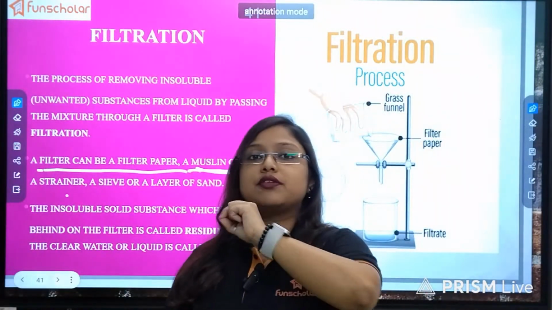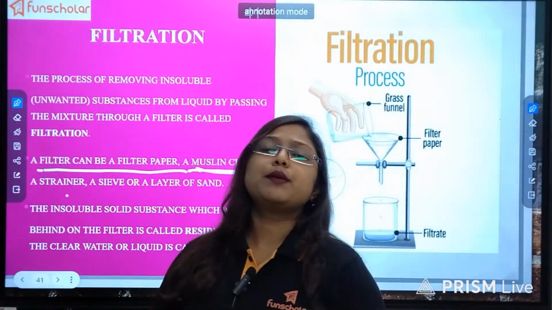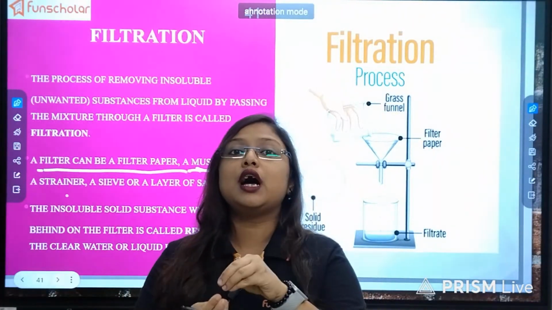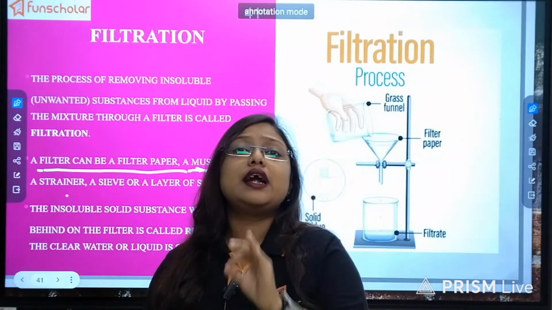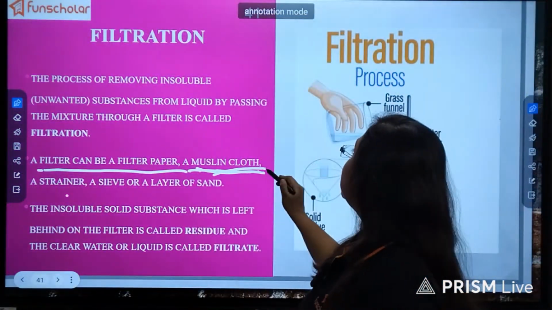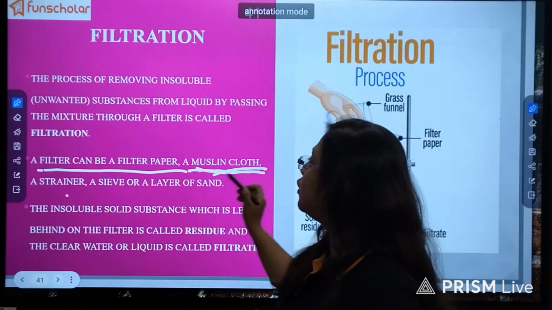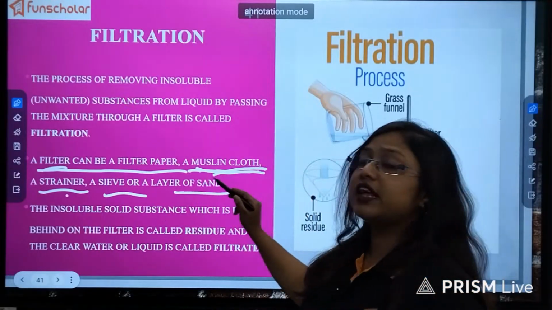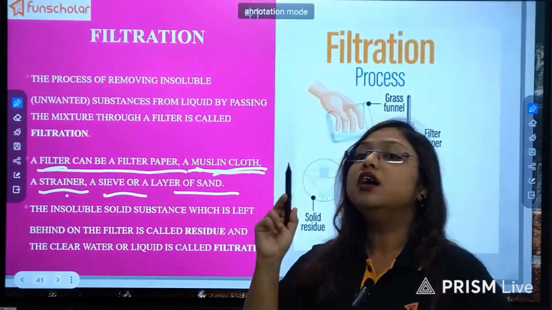This is absolutely finest, and there is also a proverb that we can put a whole muslin sari in a matchbox. That is the kind of finest texture we can get from muslin. So we can take muslin cloth as well for this filter, and a strainer or a sieve or a layer of sand can also be used as a filter.